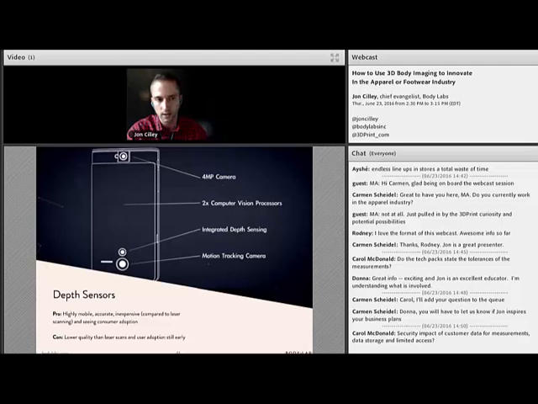So I mentioned one device. There'll probably be a couple more this year that'll arrive with depth sensor technology, whether it's Tango or otherwise. But you'll probably see more ubiquity in the technology in the next year and a half or so.